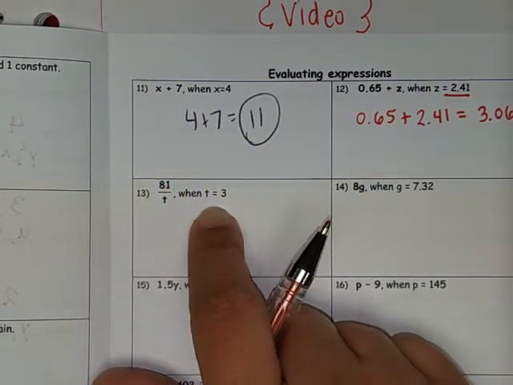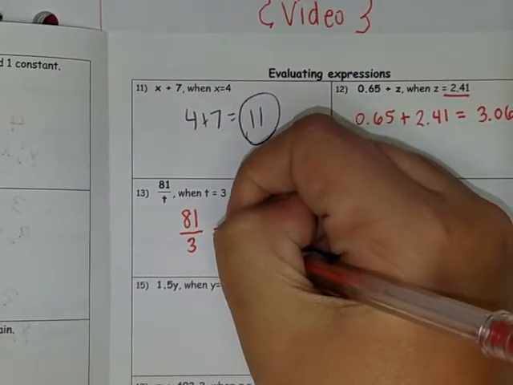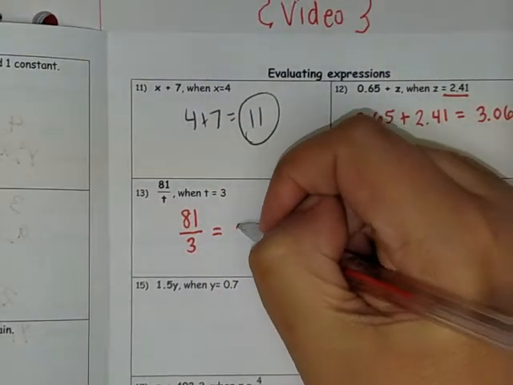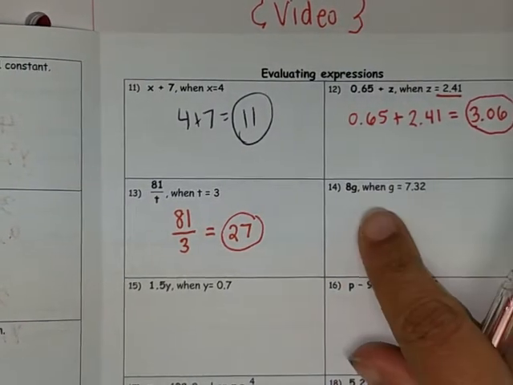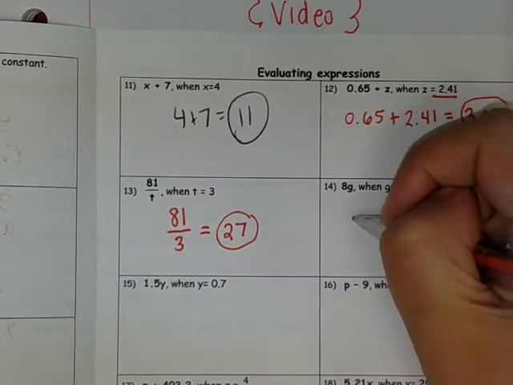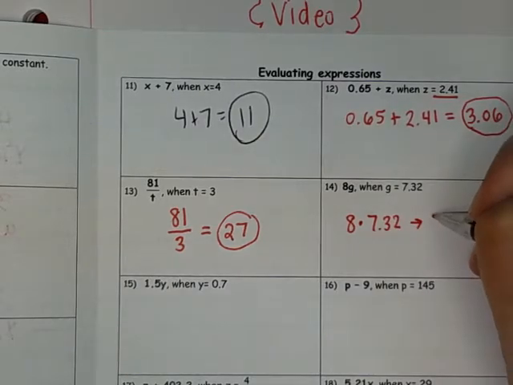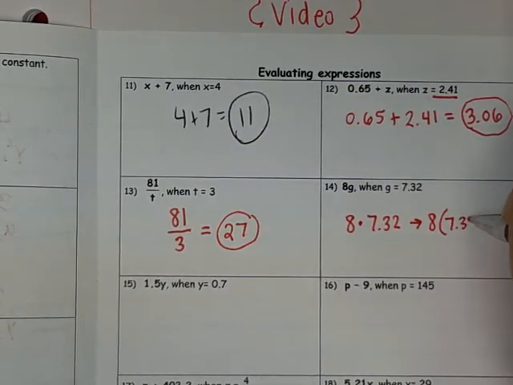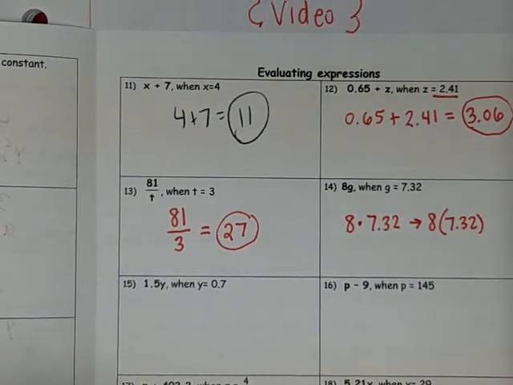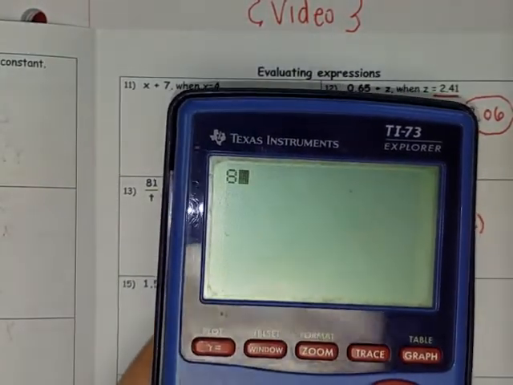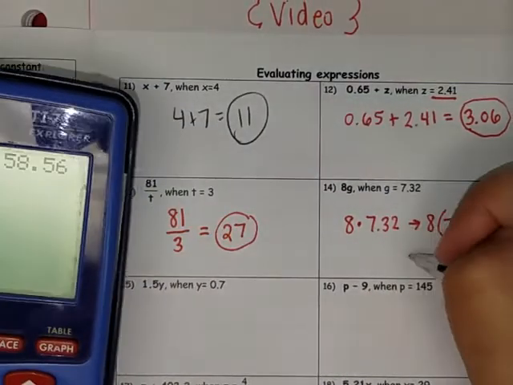Again, you're going to replace the variable with the given value. So this becomes 81 over 3, and 81 divided by 3 gives me 27. Right here, this means 8 times g. So this is 8 times 7.32. Or if you want to write it with parentheses instead, 8 times 7.32. I prefer parentheses. And then when you multiply that, 8 times 7.32, and I don't mind using a calculator, so go ahead and go for it. 58.56.